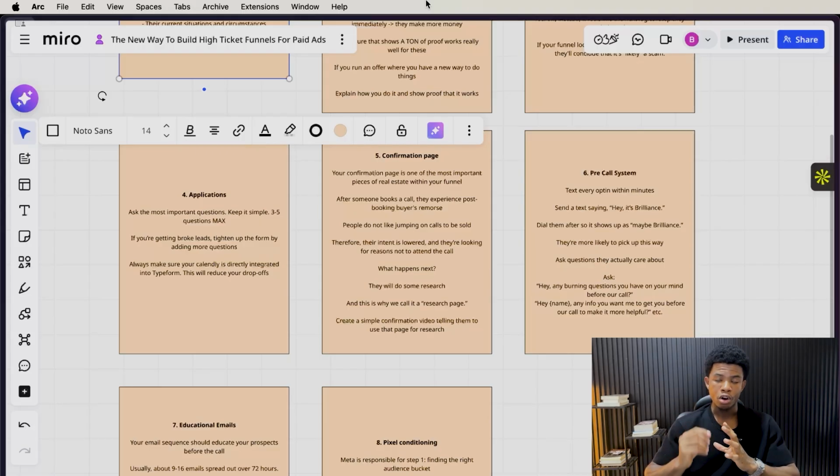And that way, when you call them, it shows up as maybe Brilliance. Especially with iPhones, a lot of people use iPhones. The people you serve most likely use iPhones. So they're more likely to pick up this way because it's coming from something that they resonate with, which is your name. And then you ask them questions that they care about, like, hey, any burning questions on your mind before we hop on a call tomorrow?